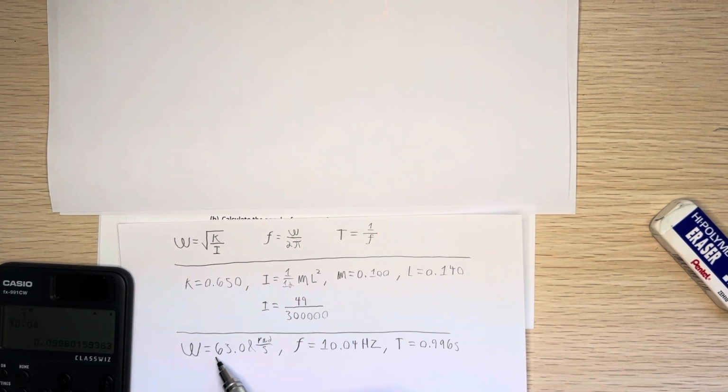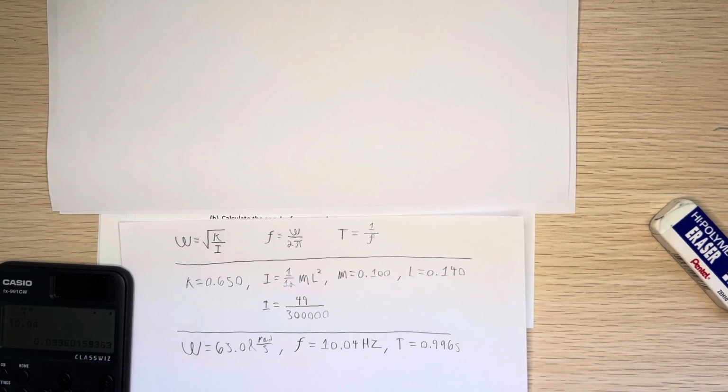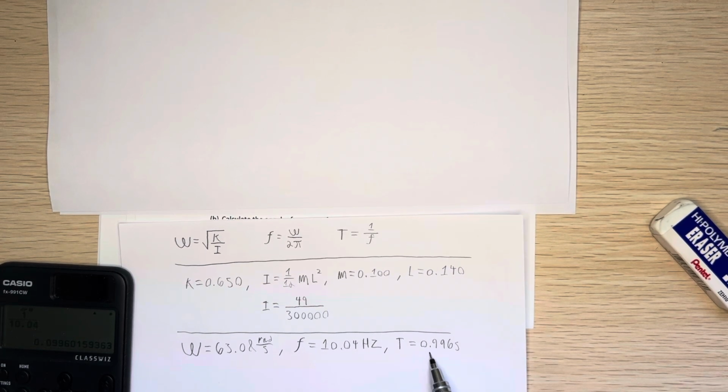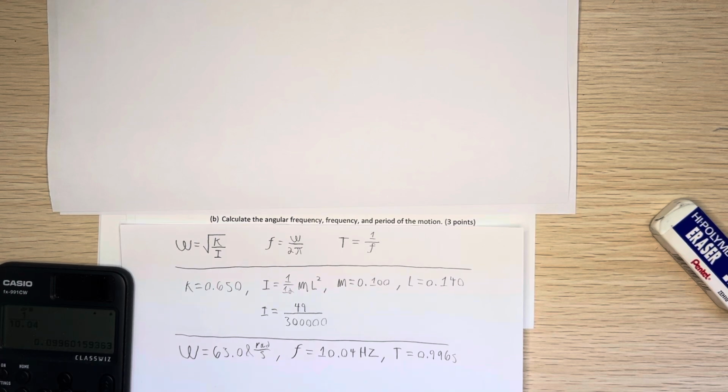All right, and those are our values. We have the angular frequency is 63.08 radians per second. Then we have our frequency, which is equal to 10.04 hertz, and our period, 0.996 seconds. And that is it for part 2, and we'll be moving on to part 3 in the next video. Thanks for watching.